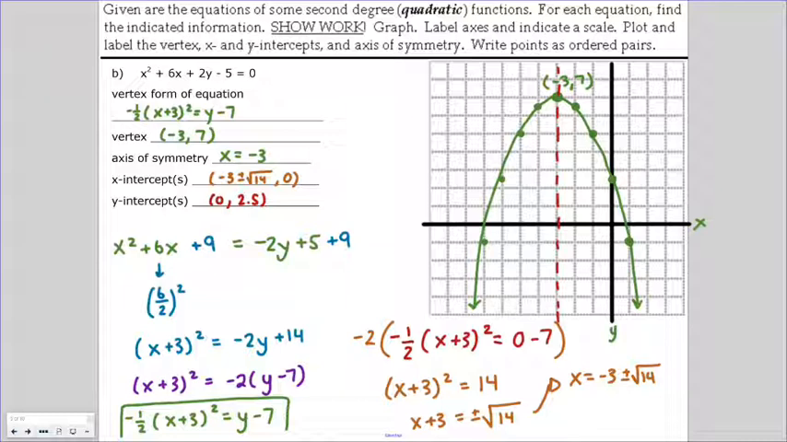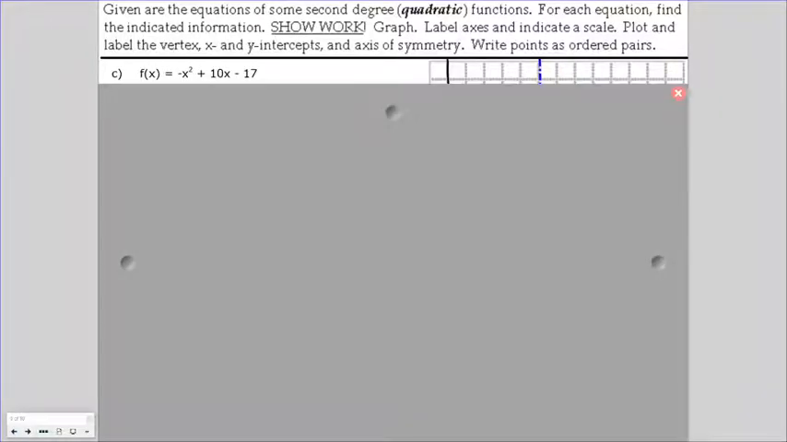Little bit tricky, b and a are a little bit different on the equations and getting to vertex form. So just make sure you know the tricks for both of those things. We want the coefficient of x to be 1 before we can complete the square. And then we also, in example b, want the coefficient of y to be 1 so that we can get the stretch correct. I would like you guys to pause the video and try C. So work everything out, graph it, find those intercepts, and then just come back and check your answer in a minute.